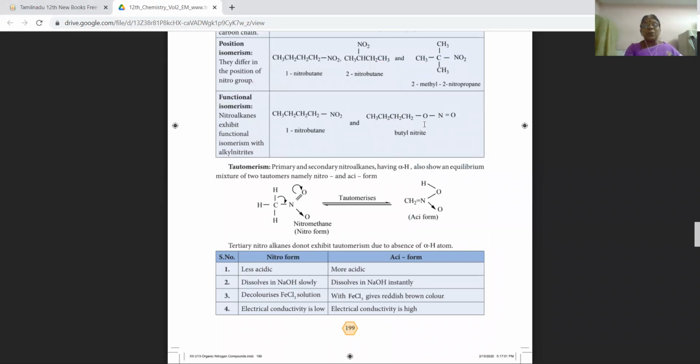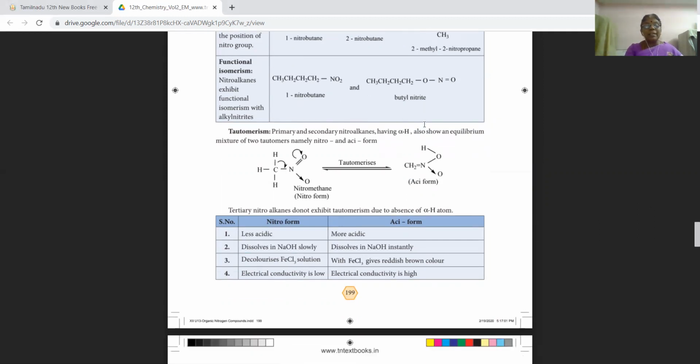Primary and secondary nitroalkanes having the alpha hydrogen also show an equilibrium mixture of two tautomers, called the nitro form and the acid form. In the nitro form, the NO2 is present, whereas in the acid form, you have CH2=N, with O on one side and the OH group on the other side. That is called the acid form.